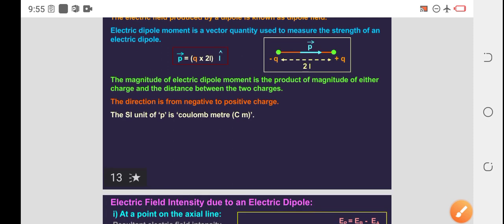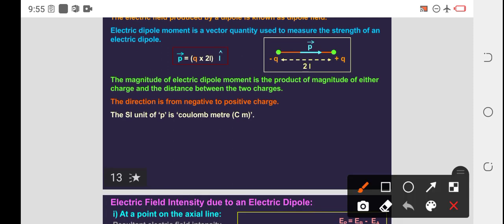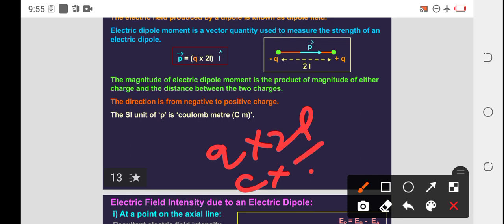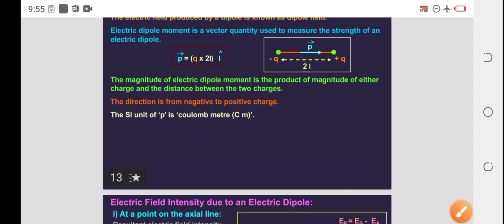So what are the units of the dipole moment? As we discussed, it is Q into 2L, where Q is the charge and L is in meters. That means coulomb meter is the unit of the dipole moment.